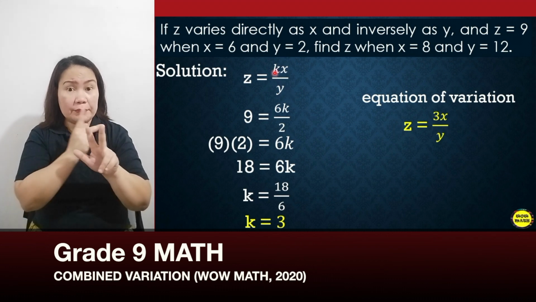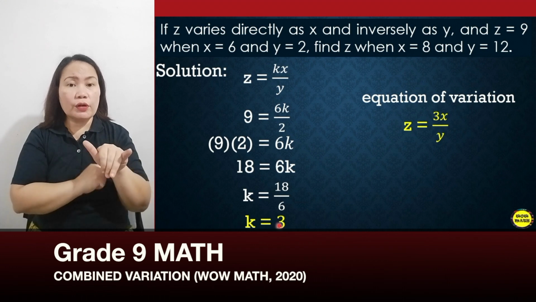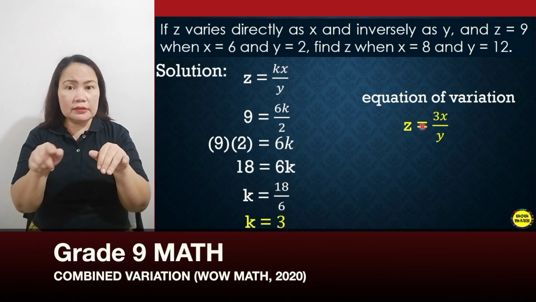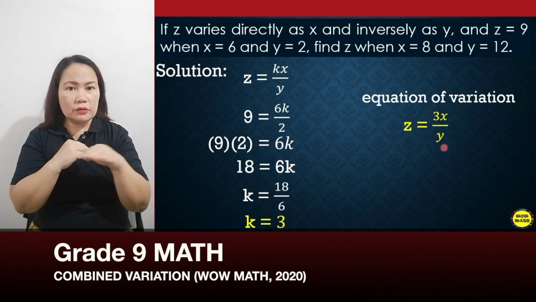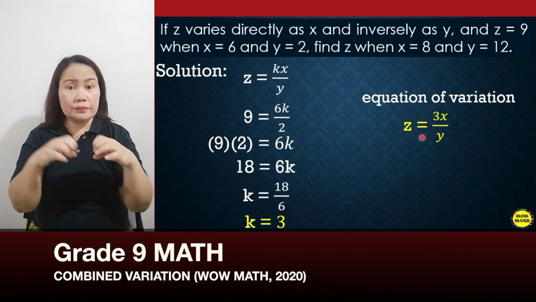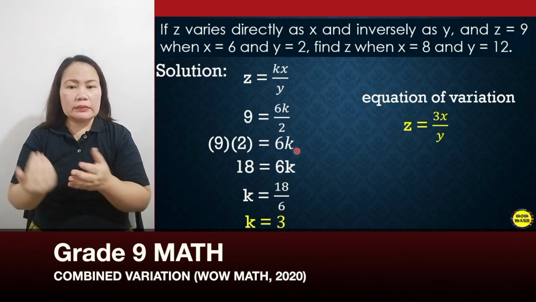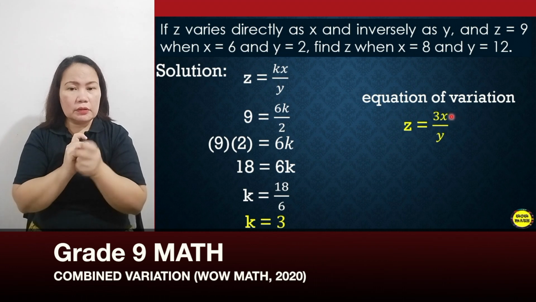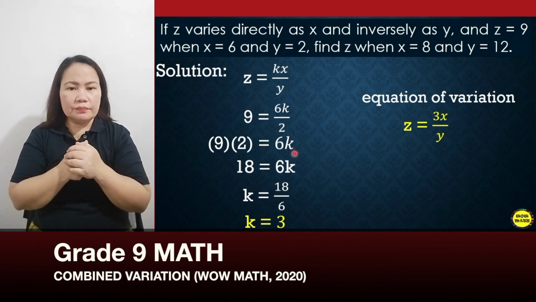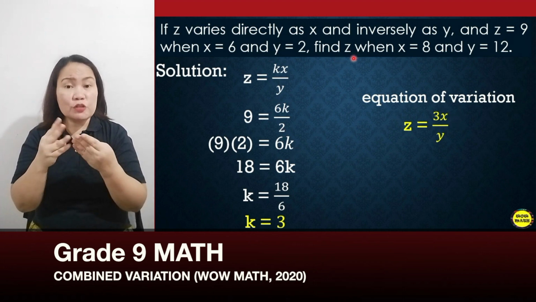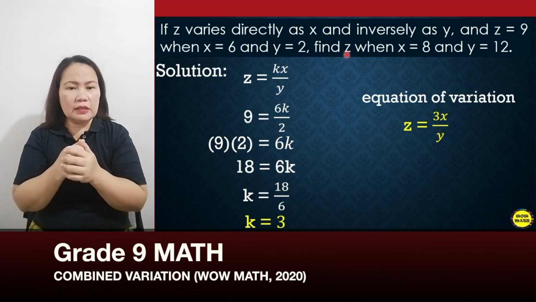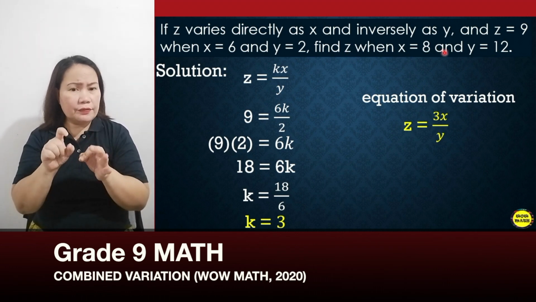So, papalitan lang natin yung k ng nakuha natin na constant of variation. That is 3. So, z equals 3x over y. So, ito yung equation of variation natin. Again, pinalitan lang natin yung k natin ng 3. And after that, masusolve na natin yung value ng z. So, what is the value of z kapag ang x daw ay 8 and y is 12?